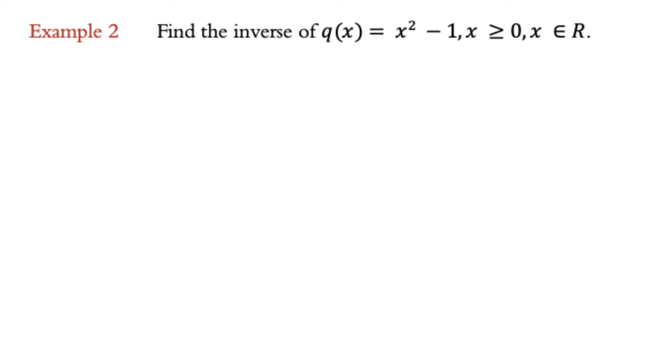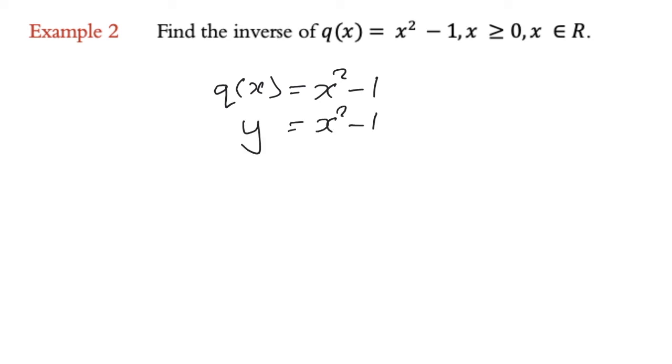Okay, in this example, we're looking at a function q of x equals x squared minus 1. We're given a domain that x is greater than or equal to 0, and other than that, it's a real number. So, step 1, we have a function, q of x equals x squared minus 1. Our first step, of course, is to express that as y equals. So y equals x squared minus 1.